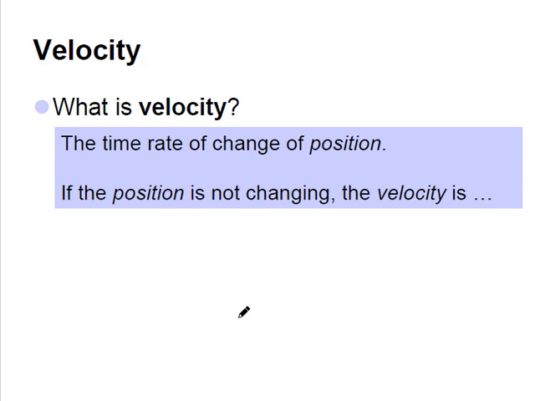Alright, so we're going to get into the second part of your rectilinear motion and dynamics, and we're going to start this second part with velocity. So the next topic in dynamics, the key idea in the motion is your velocity.